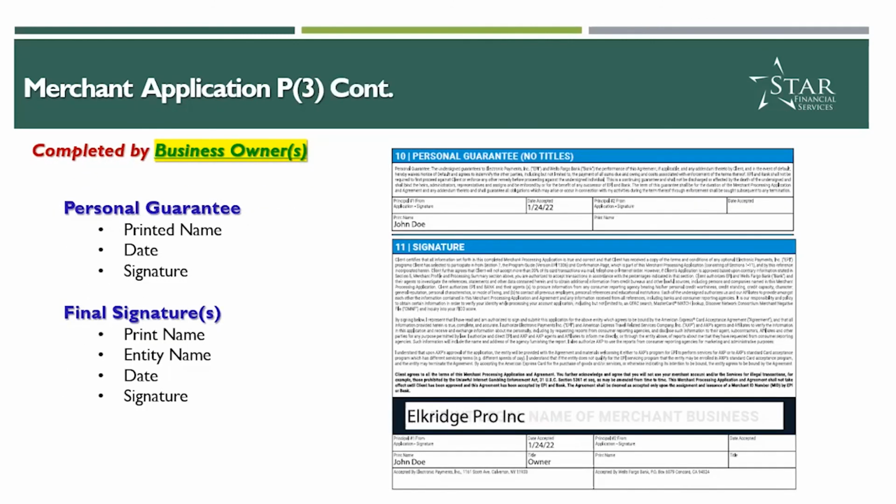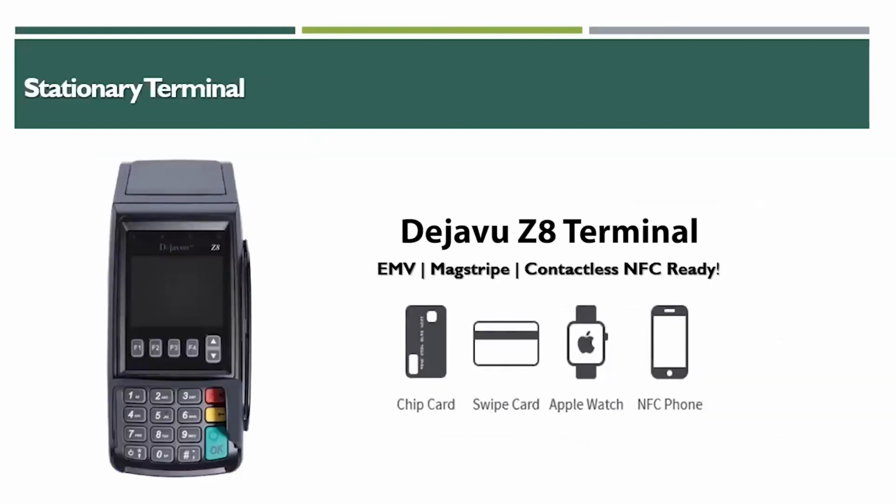And finally, the final signatures. You're going to require the merchant to sign in 2 areas, the personal guarantee and the final signature for the application. So please be sure that all parties are available for this. Again, we can send this electronically if your merchant requires that. But that is the merchant application. And if you guys, again, need any help or get stuck, we're just a phone call away.